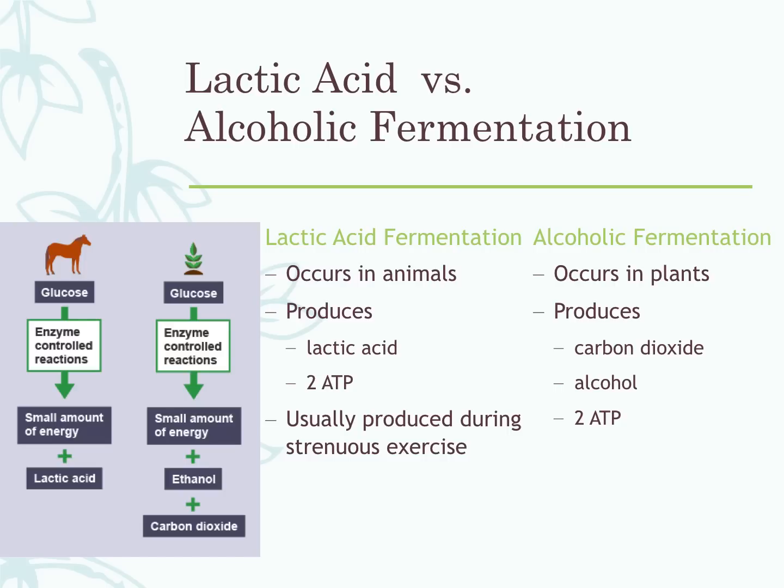Then on the right, we have alcoholic fermentation. Alcoholic fermentation occurs in plants. It produces carbon dioxide, alcohol, and 2 ATP. So this is the type of fermentation that's used to make alcohol, beer, wine, those kinds of things. It's also used by yeast, and it makes bread rise, those types of things.